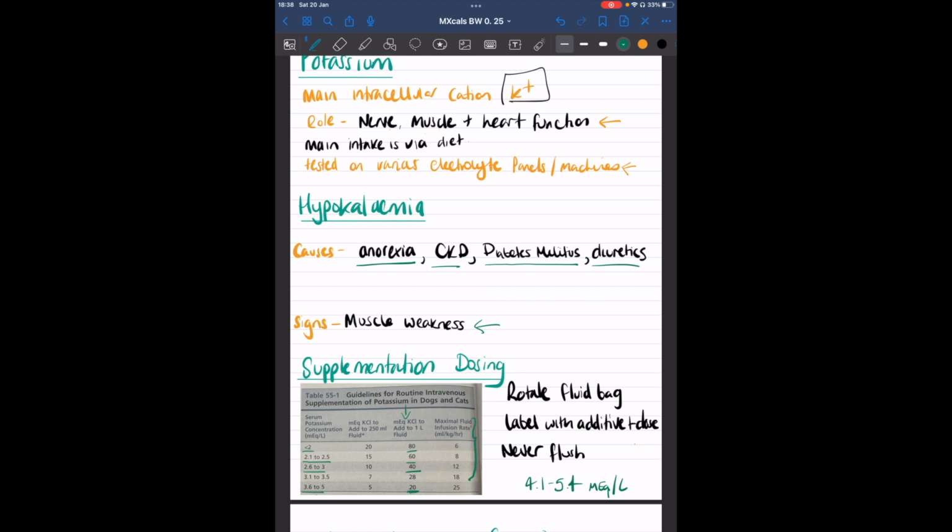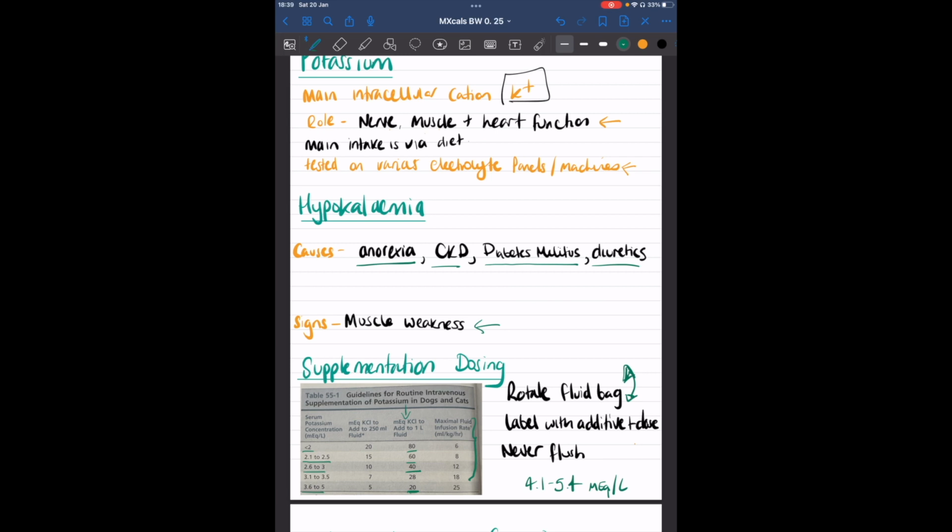Some important things to note first: when you add potassium to a fluid bag, whichever size bag that may be, we always want to rotate that bag really thoroughly. We don't want potassium, for the same reason we don't want to give large amounts of potassium in one go. We don't want all the potassium that we put in the bag to sink to the bottom and the patient's going to get that. It can cause real serious problems. So you want to rotate the bag really well.